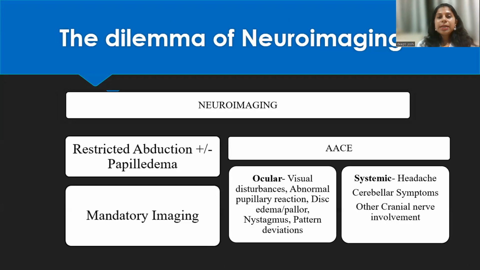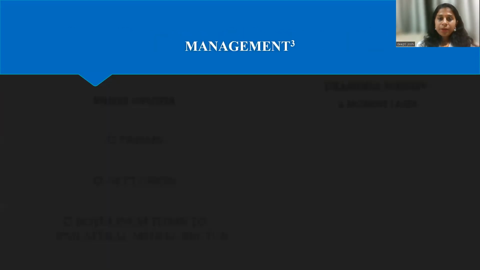But the question mark cases are these acute acquired comitant esotropias. In these, if it is isolated, a neuroimaging can wait. But if it is associated with other ocular symptoms like abnormal vision, pupillary reactions involved, when there is a disc edema or the pallor, nystagmus, especially vertical nystagmus or a pattern deviation, or if it is associated with systemic conditions like headache, cerebellar symptoms or other cranial nerve involvement, then a neuroimaging is mandatory. But when in doubt, always proceed with imaging.